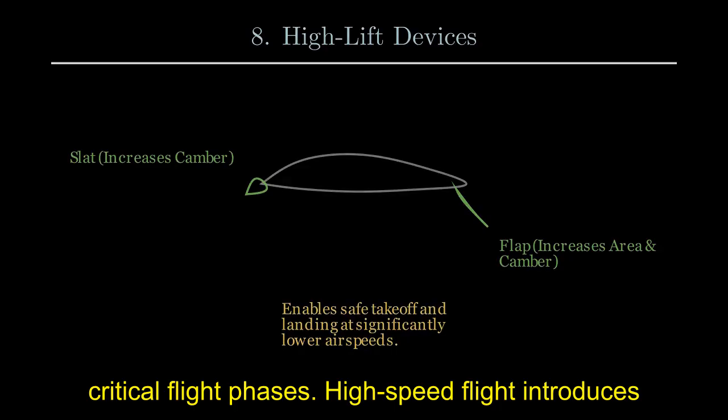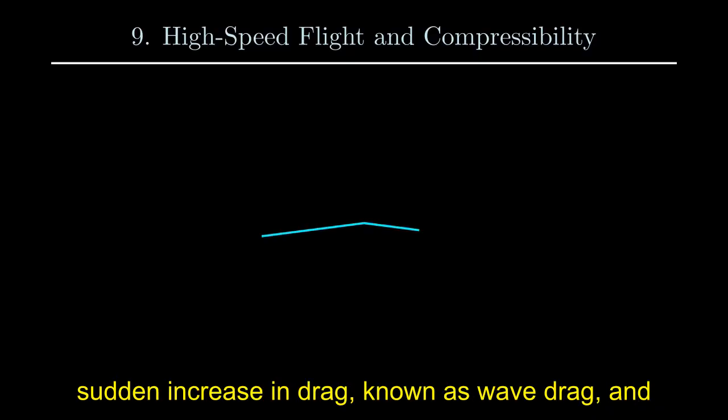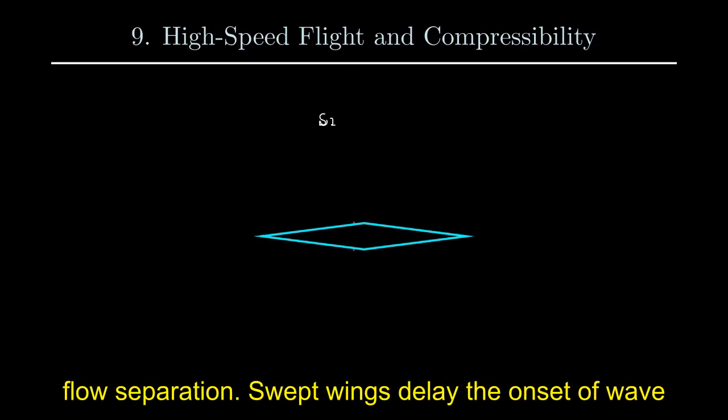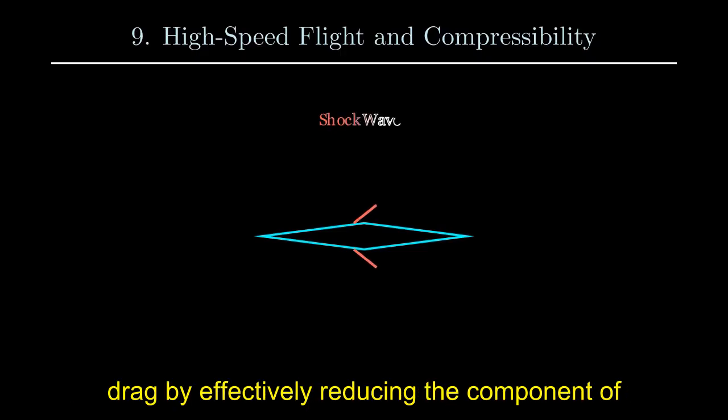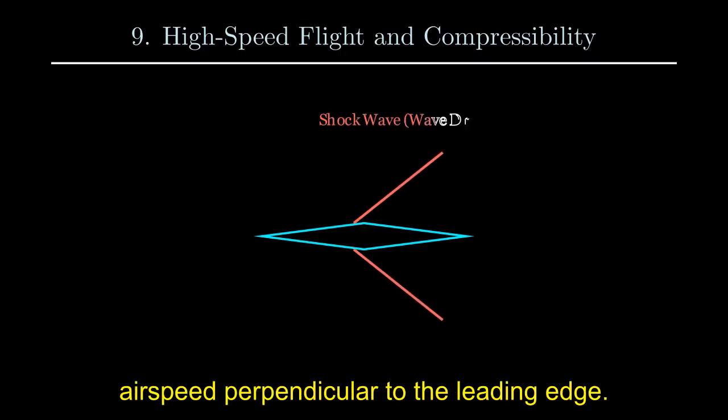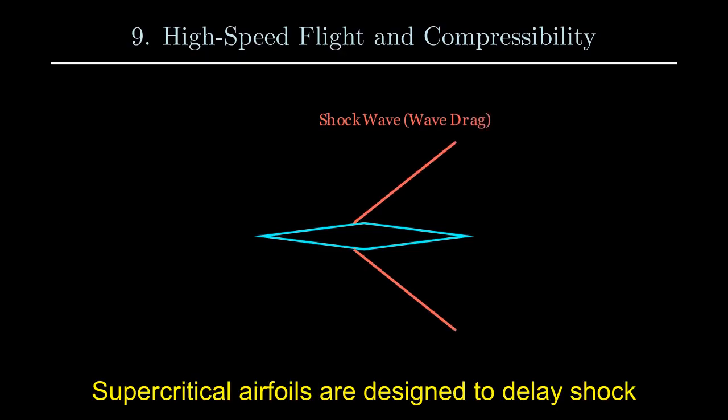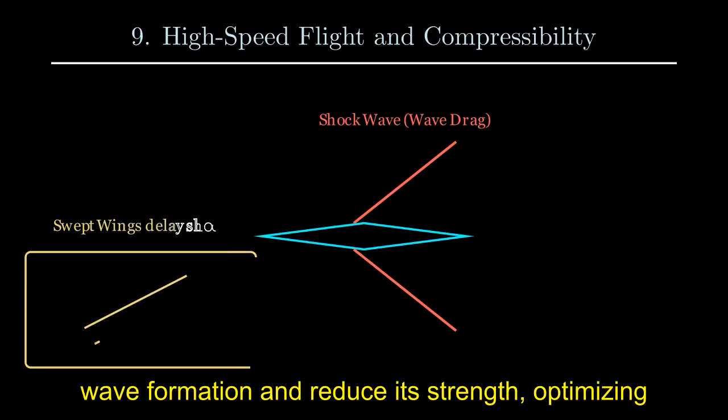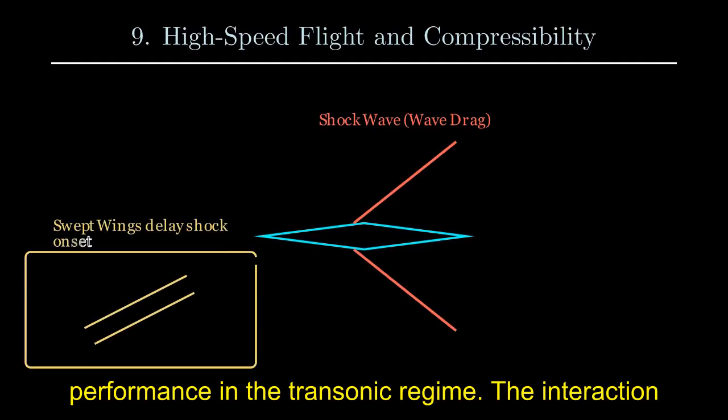High-speed flight introduces compressibility effects. As an aircraft approaches the speed of sound, local airflow can become supersonic even if the aircraft itself is still subsonic. This can create shock waves, leading to a sudden increase in drag, known as wave drag, and flow separation. Swept wings delay the onset of wave drag by effectively reducing the component of airspeed perpendicular to the leading edge. Supercritical airfoils are designed to delay shock wave formation and reduce its strength, optimizing performance in the transonic regime.